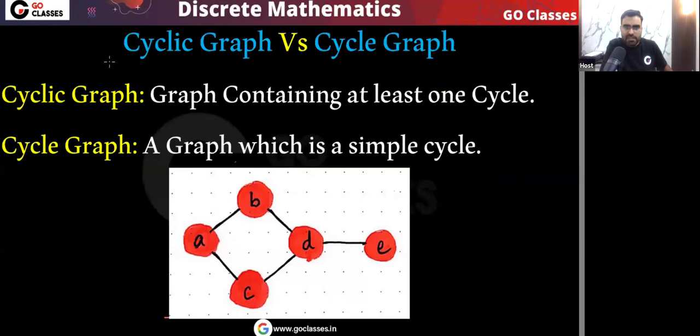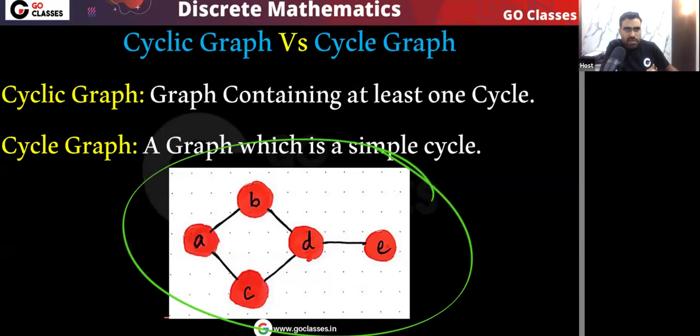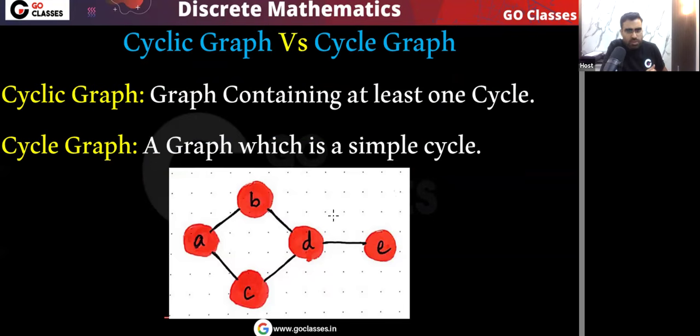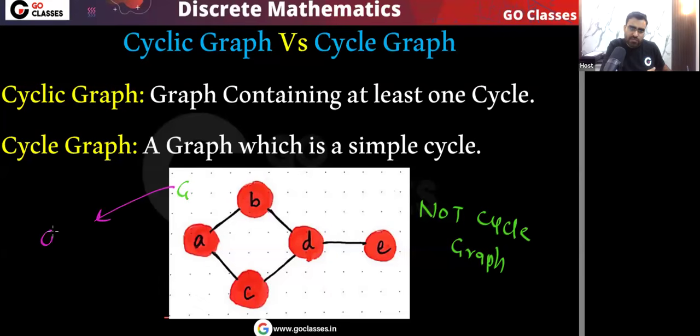And what is a cyclic graph? A cyclic graph is a graph containing at least one cycle. For example, look at this graph. This graph is not a cycle graph. Is this a cycle graph on 5 vertices? No. Is this a cycle graph on 4 vertices? No. So remember, this graph is not a cycle graph, but it is a cyclic graph. Okay, is this clear?